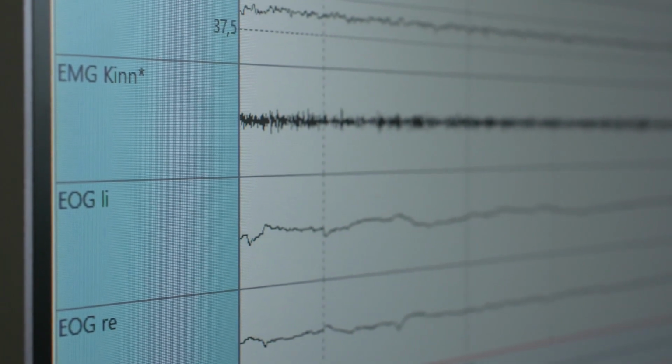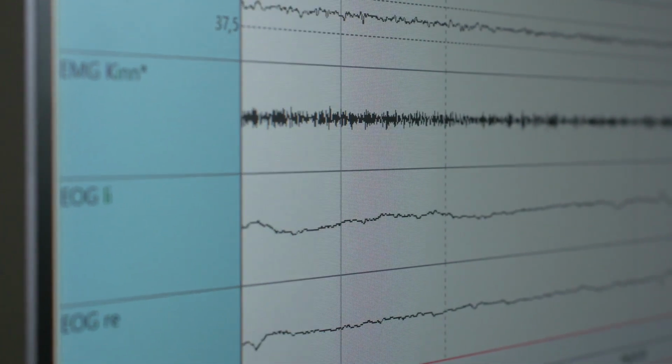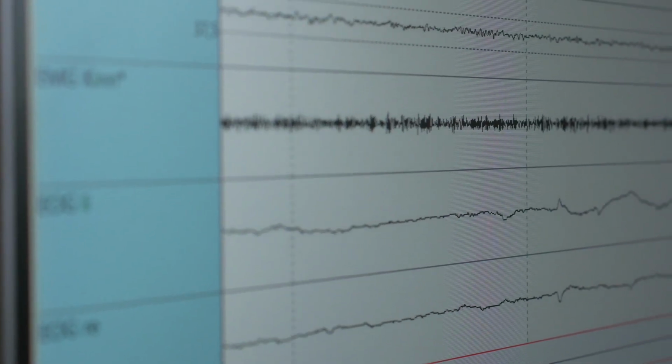These are the ones we wired to the head earlier. We have our EOG here, so we can monitor and see the eye movements, and the chin EMG to observe what the body tension is like.